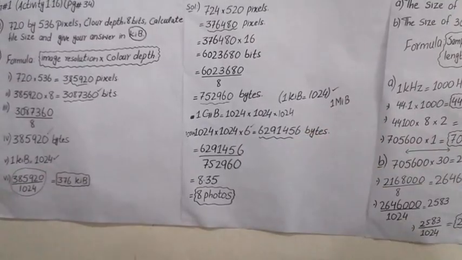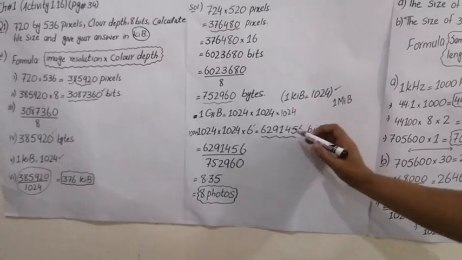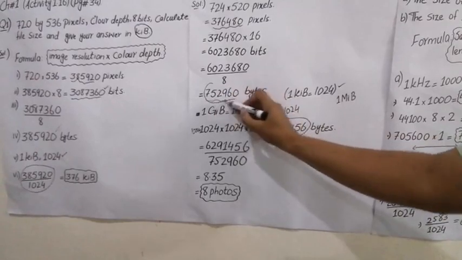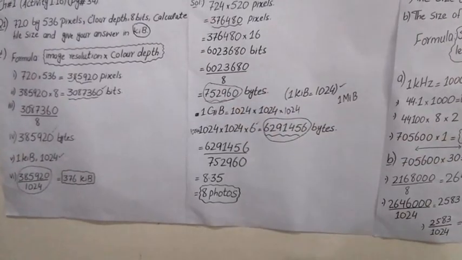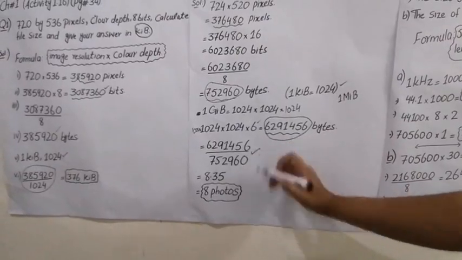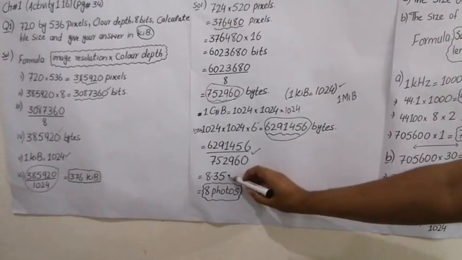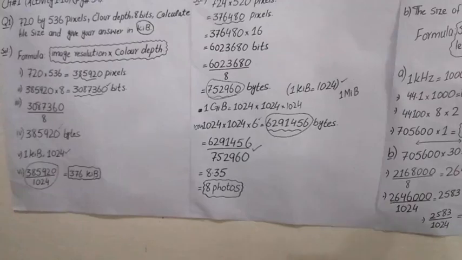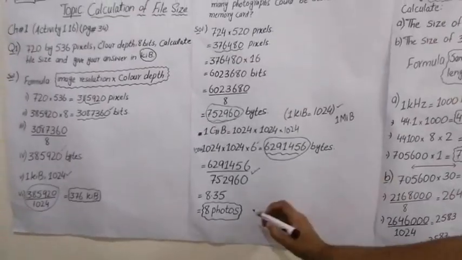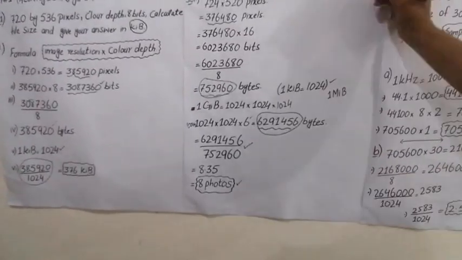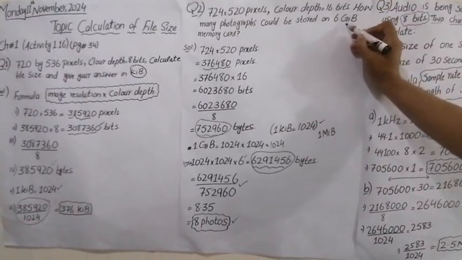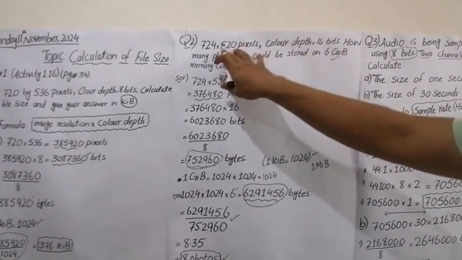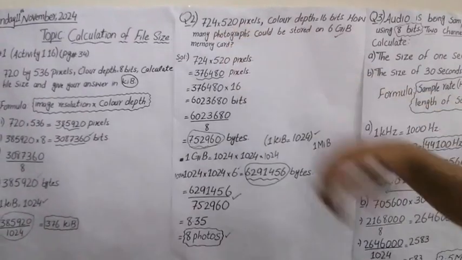Okay, now we are going to divide these two values, this one here and this one here, these two values in bytes. We are going to divide them here, and we have got this answer, 8.35. So when we round it off, we can say that 8 photos are going to be saved in a 6 GB memory card with this color depth and with this image resolution.